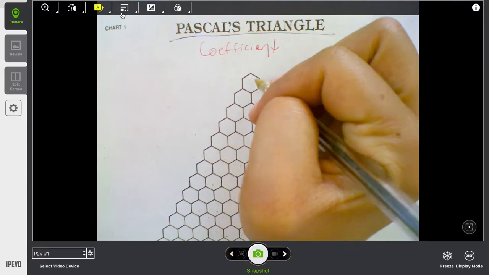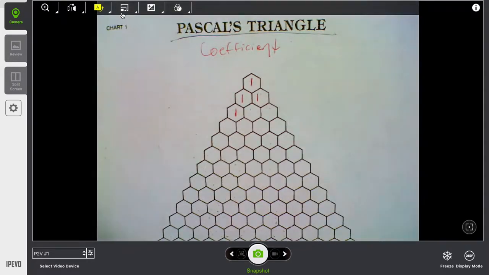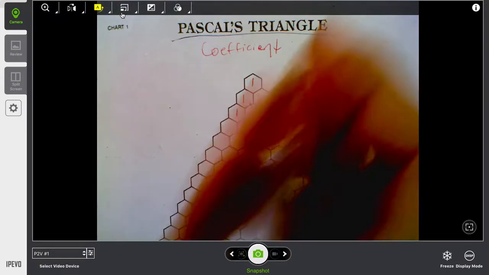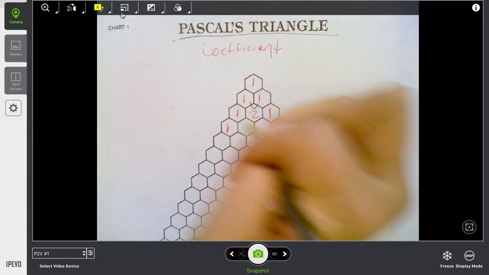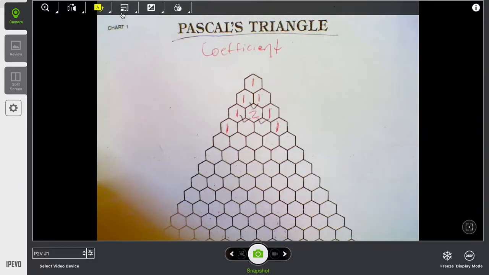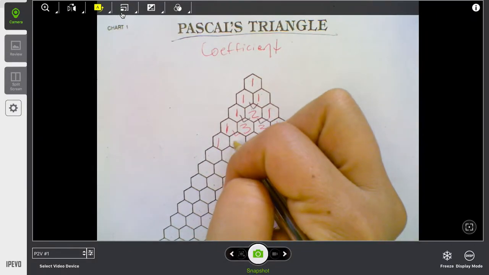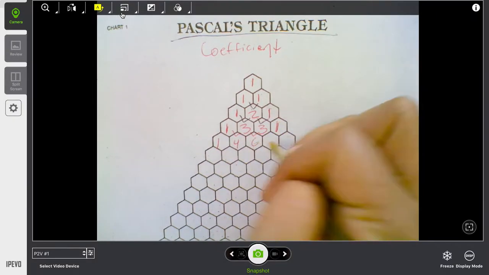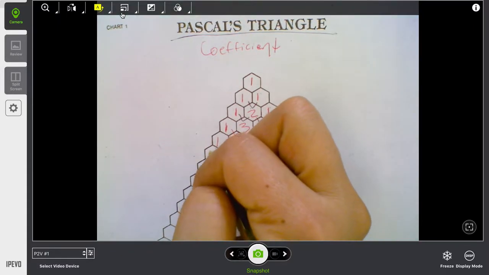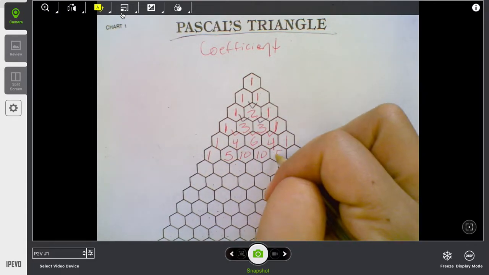Like the slide, it says first we start with a 1, then a 1, 1, then a 1 at the edge, and we add these two together, so we get 2. Then there's a 1 here, and there's a 1 at the end, and we add the 1 and the 2 together, and we get 3. So 3, 3, and then 1. We add these together, 4. Add the 3 plus 3, 6. Add the 3 and 1, 4, and 1. And then so on. So 1, 5, 10, 10, 5, 1.